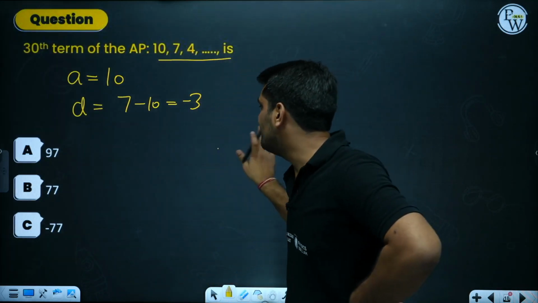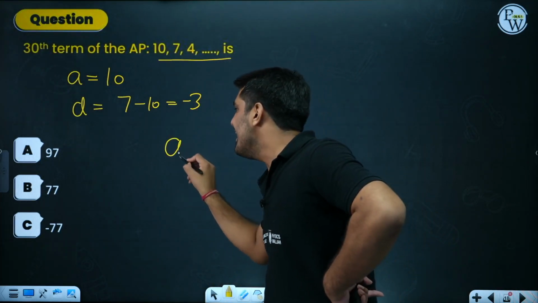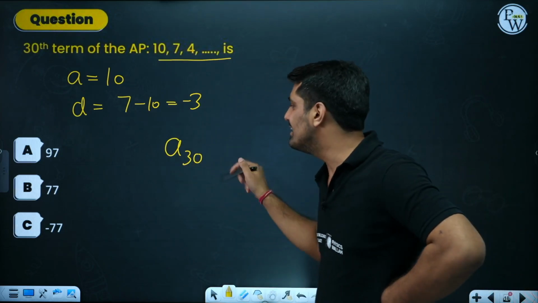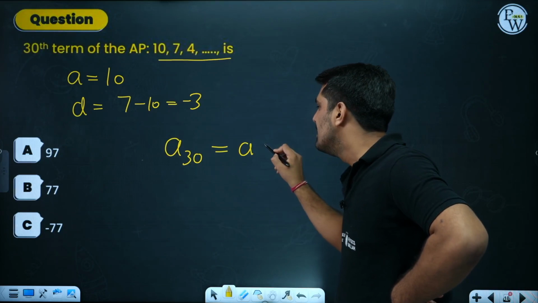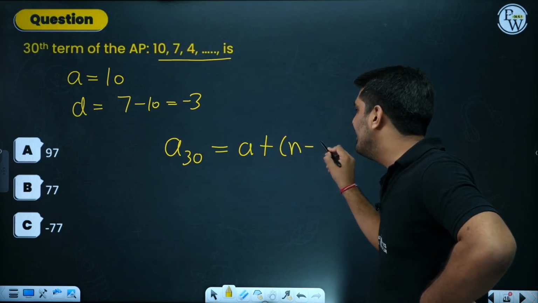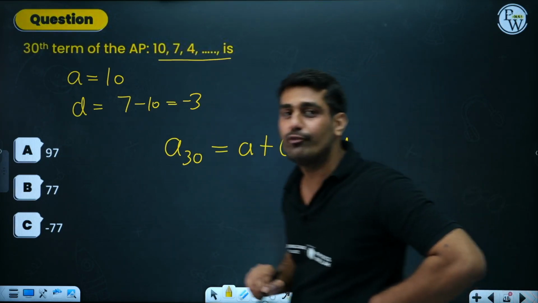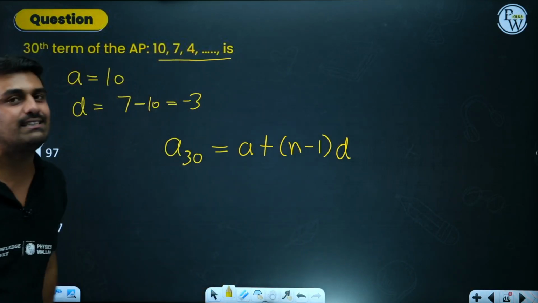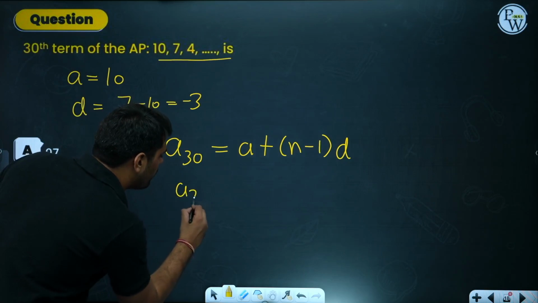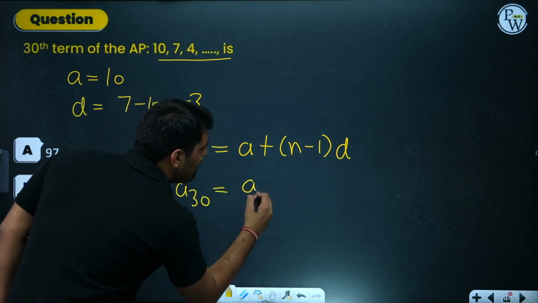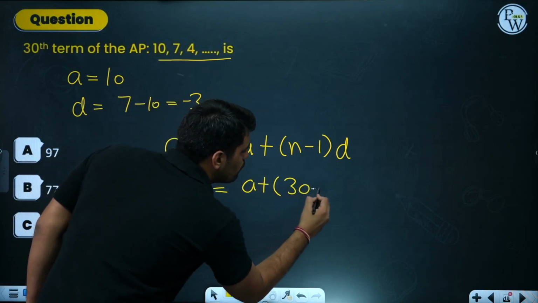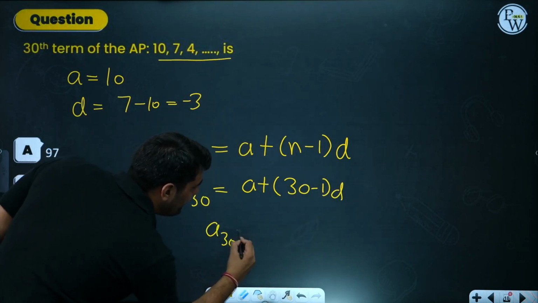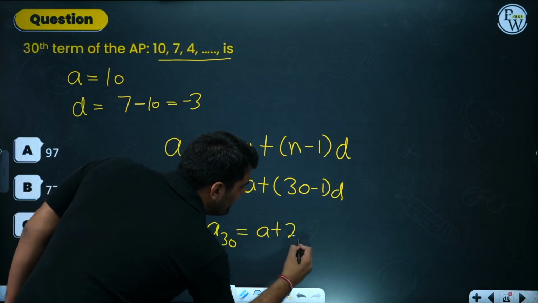So the 30th term simply means A30. This is what they are asking. So A30 is what? A plus n minus 1 into D. This is the formula which we have to use. And I know the value of n over here is 30. So A30 will be A plus 30 minus 1 into D. Or I can directly write that A30 will be A plus 29D.